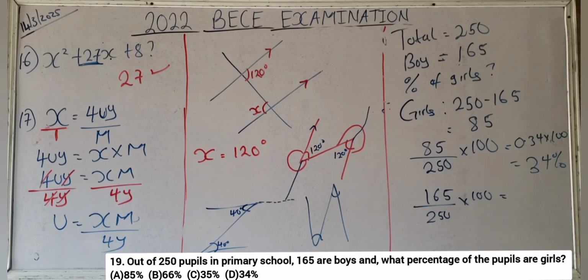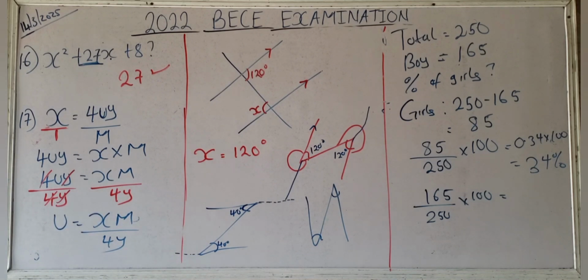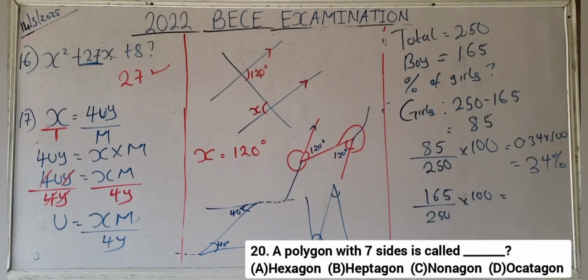Now let's proceed to question number 20. Option D is correct for that. Option D is the correct option for that question. Okay, so let's proceed to question number 20.